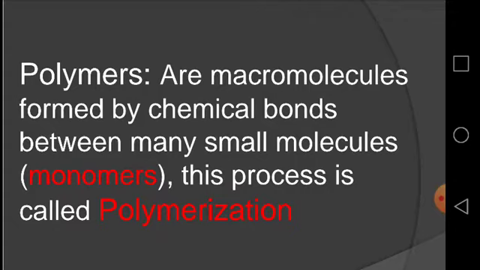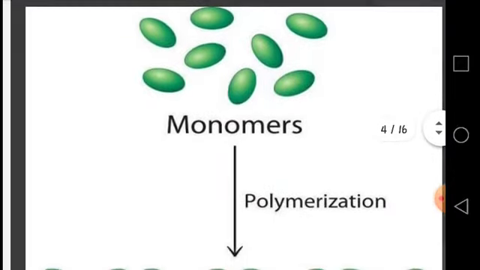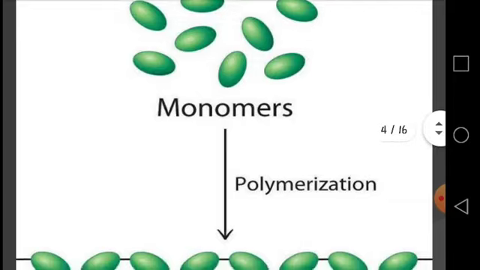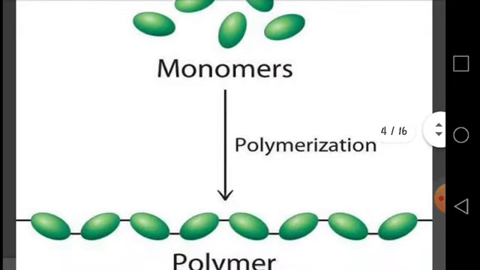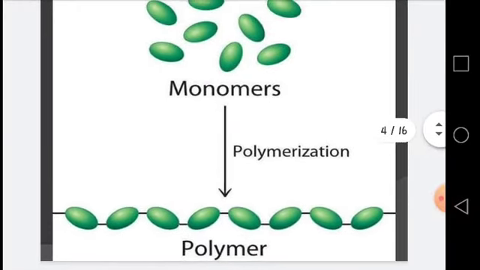After having this understanding, we are moving towards a very interesting and simple illustration of monomers. These are the small units. You can see these units are called monomers, and by a process they are converted into a big molecule, a polymer, and this process is called polymerization. So from this diagram you can easily understand monomers, polymer and polymerization.